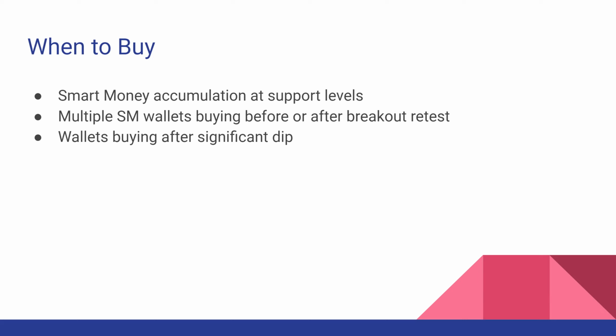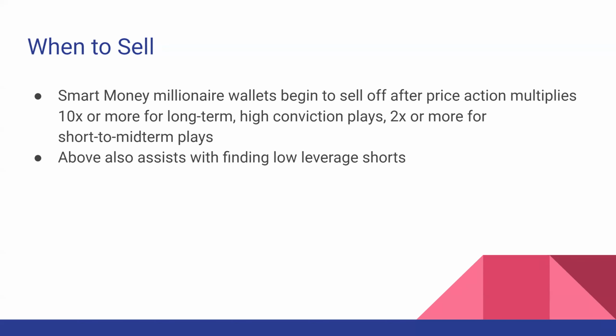If you see multiple smart money wallets buying before or after a breakout, especially if it's after a retest, like it breaks out and then it comes back down and retests that breakout. Or if you see wallets buying after a significant dip, they're just buying the dip basically. If we're in a bull market, of course, that would be the only time you'd want to do that.